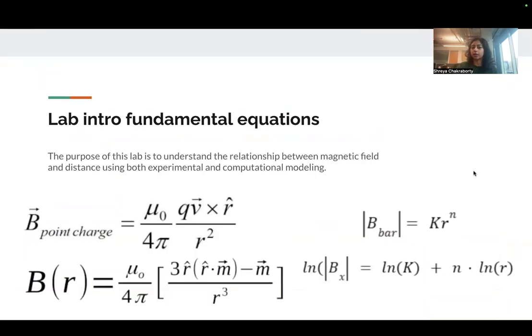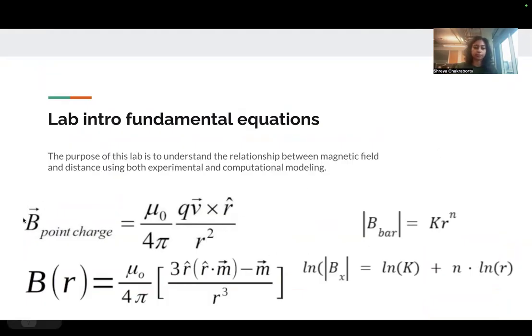So before we start, let's go into a little bit of a lab intro and the purpose of this lab. This lab was basically to understand the relationship between magnetic fields and distance, specifically with bar magnets, which act like a magnetic dipole essentially. And we did this both experimentally and using a computational model. Here are some of the equations that we used.